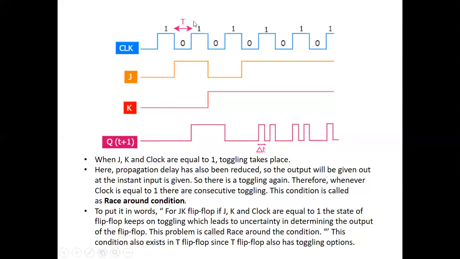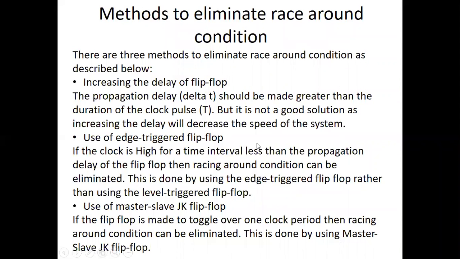Now this delay we can see over here, delta T, which is shown as the delay, has to be increased. That can be made by increasing the duration of the clock pulse. The rise and fall time can be increased. But this is not a good solution since if you increase the delay, the speed of the system will decrease. Another option is to use edge triggered flip-flops.